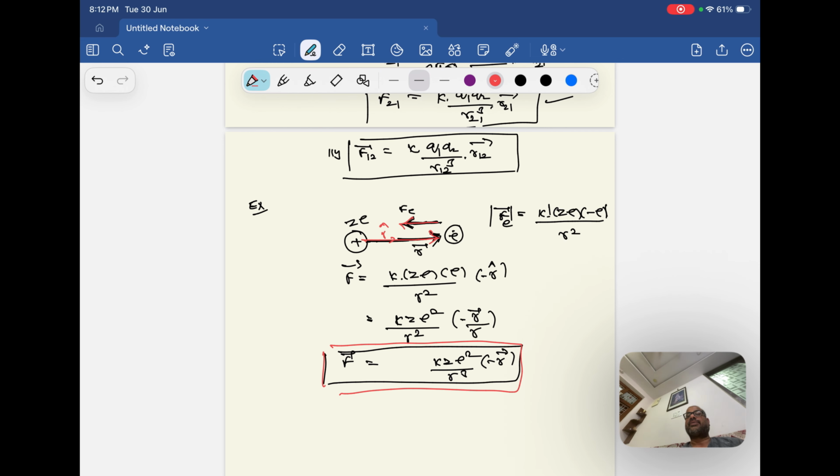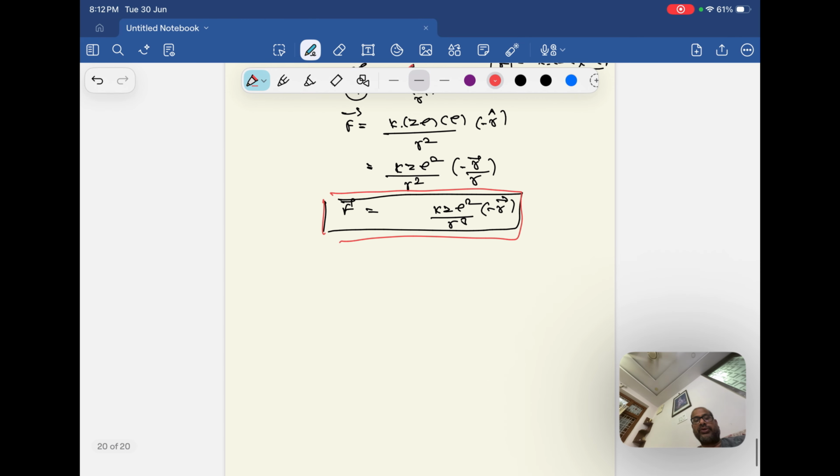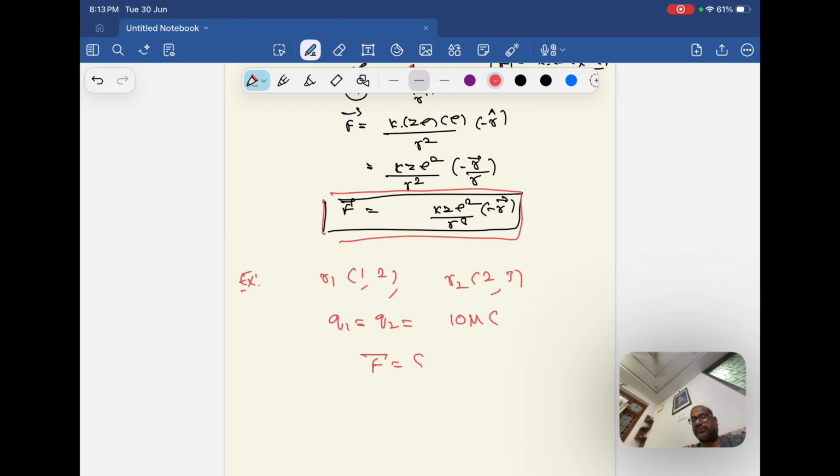But sometimes they may ask one more numerical kind of thing, so we'll take it. For example, two charges are given with position vectors. Say one charge is at (1, 2), another charge is at (2, 3). Each has the same value of charge, Q1 equal to Q2 equal to 10 microcoulomb. Find the force of interaction between them.